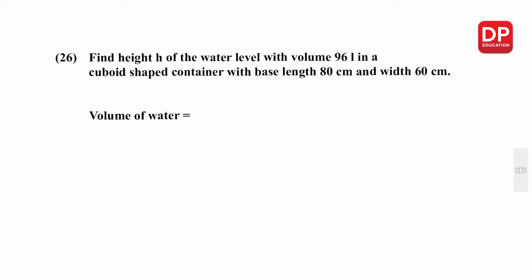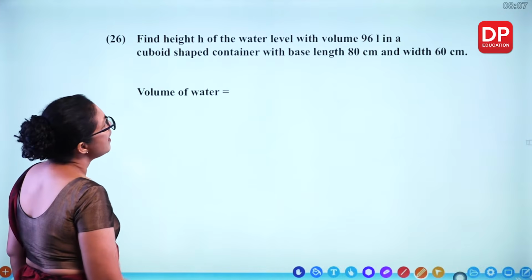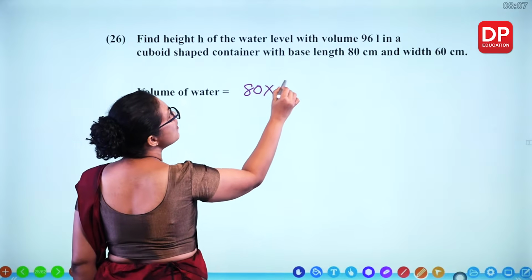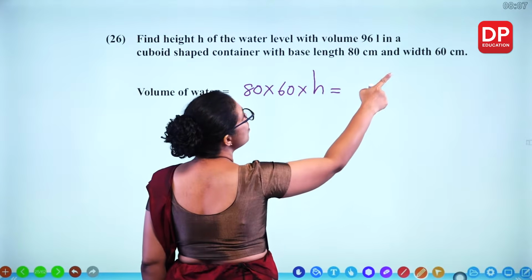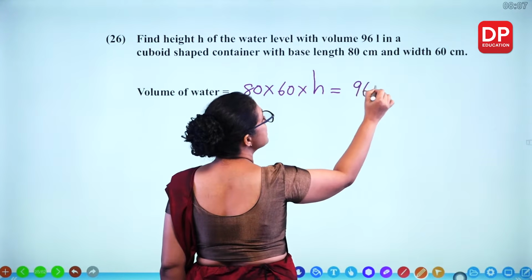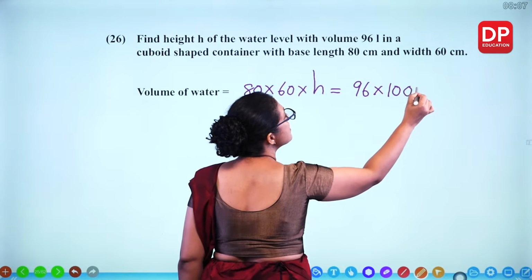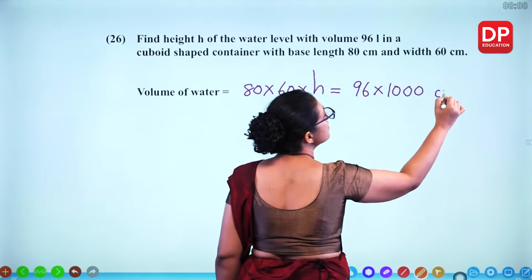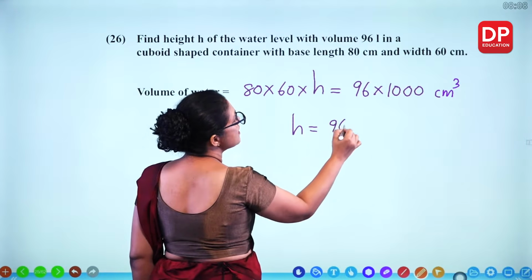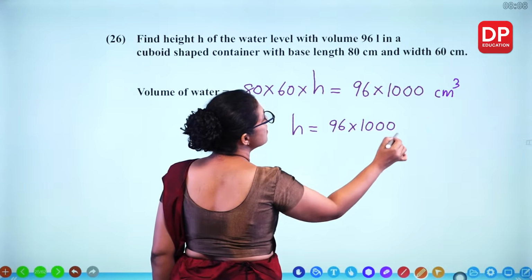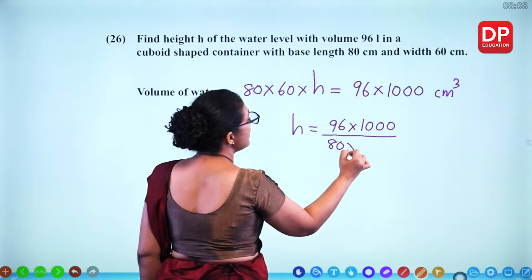Find the height h of water level with volume 96 liters in a cuboid shaped container with base length 80 and width 60. So the volume of water I can write: length is 80, width is 60 and h is the height. This is equal to 96 liters. Convert to cubic centimeters, you multiply by 1000. Now you can find h. h equals 96 into 1000 divided by 80 and 60.